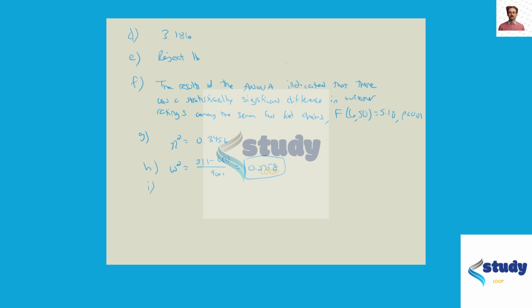And omega squared is smaller than eta squared because omega squared provides a more unbiased estimate of the effect size by adjusting for the degrees of freedom. Eta squared tends to overestimate the population effect size, especially in small samples.